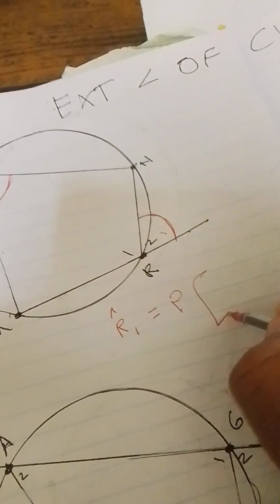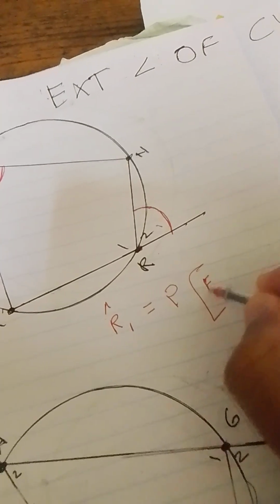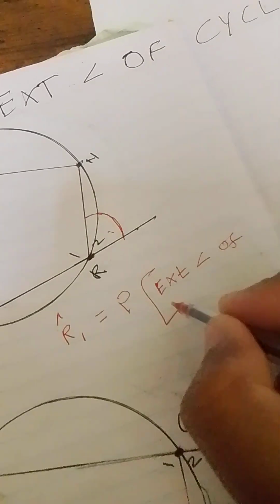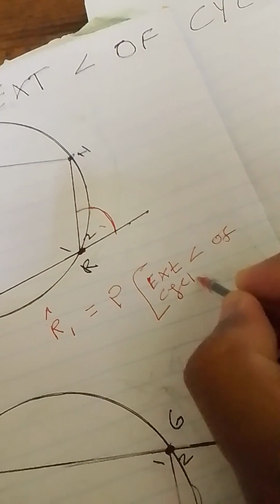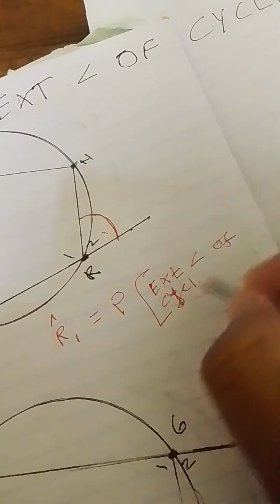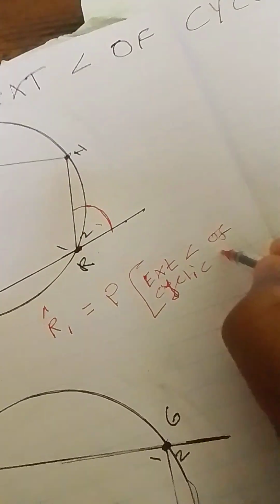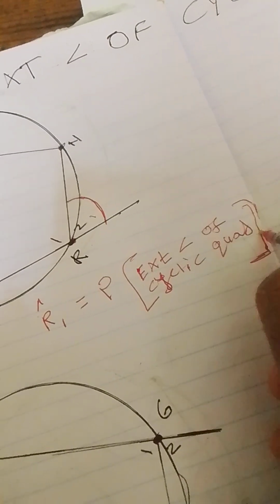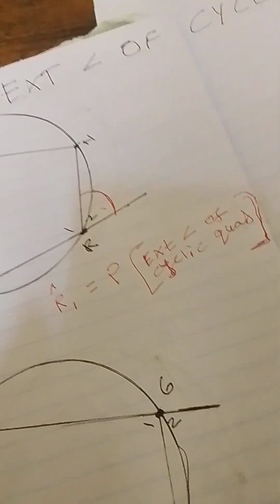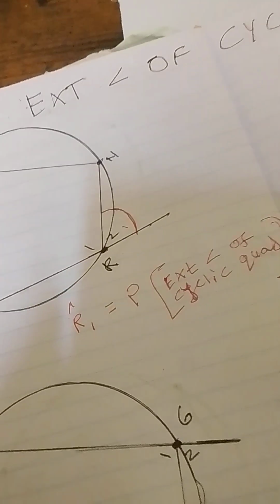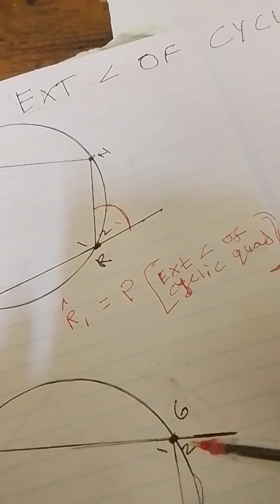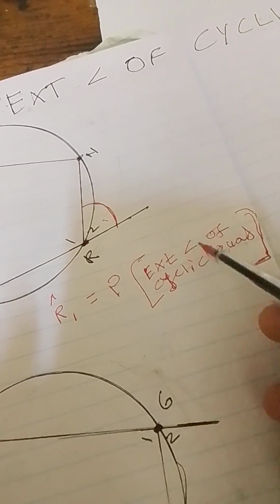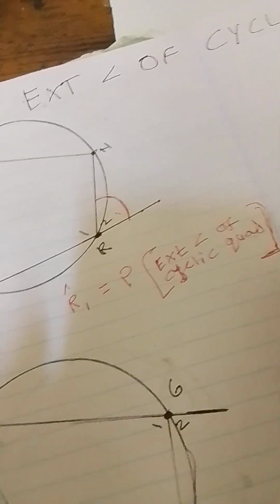And then the reason that we write here, we just say exterior angle of a cyclic quad. Basically the reason in full should say exterior angle of a cyclic quad is equal to the opposite interior angle. But normally we write it in a shortened version like this, we just say exterior angle of a cyclic quad, we are done.